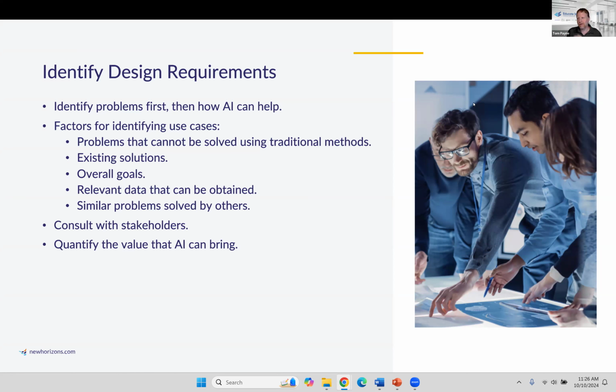So when we are looking at what we want to design, we need to figure out what the requirements are. How can AI help me with this? Is there a problem that AI can help me solve? Is there already an existing solution to this, but AI can help enhance it? What is the goal? What is our mission? What are we really trying to deliver?